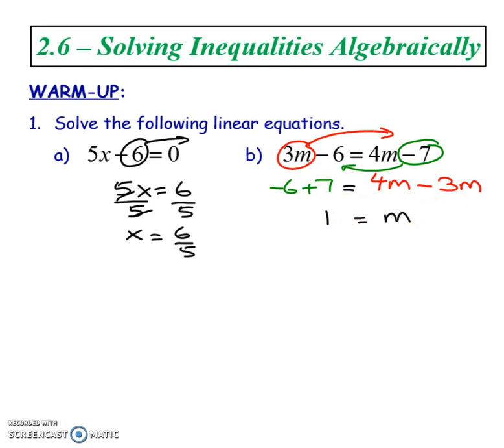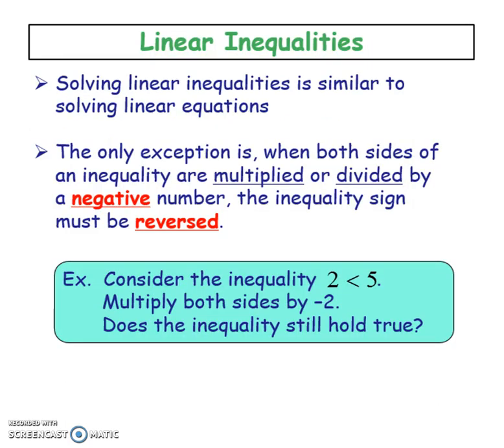Okay, so inequalities are very similar. The only thing is we do have this extra little thing. So let me get out my highlighter. If you have a statement like this, 2 is less than 5. Well, that makes sense. 2 is definitely less than 5. But if you multiply both sides by negative 2, so multiply this side by negative 2 and this side, do they still hold true? Like, does this statement still make sense? Well, whenever you have multiplied or divided by a negative number, it actually reverses the symbol.